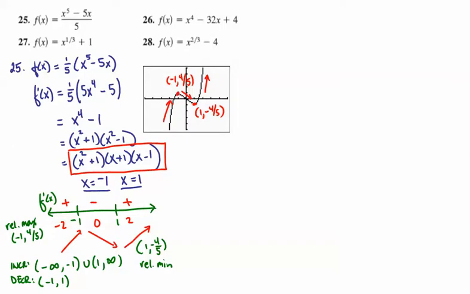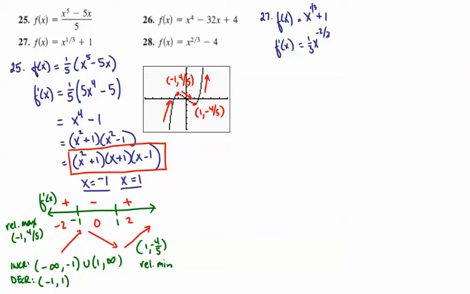All right, in number 27, we have a slightly different type of function. We have this function with a rational exponent, or x to the 1/3 plus 1. So 27, f of x is x to the 1/3 plus 1. F prime of x is 1/3 x to the -2/3, and the derivative of 1 is 0.